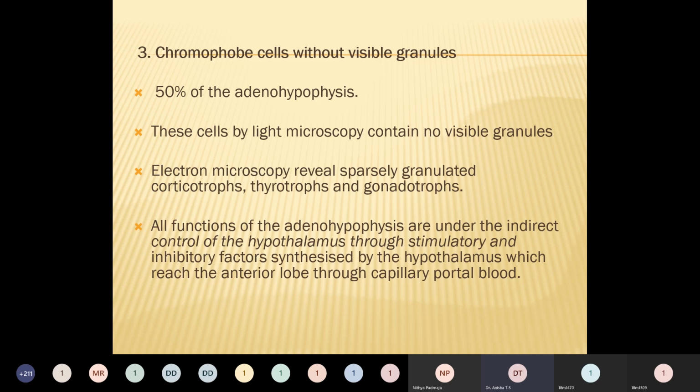So all the functions of the adenohypophysis are under the indirect control of the hypothalamus. How? Because of the blood that flows through the hypothalamus and reaches the anterior pituitary. So it is not directly controlled by the hypothalamus. It is indirectly controlled because of the blood that flows through the hypothalamus and reaches the anterior lobe.